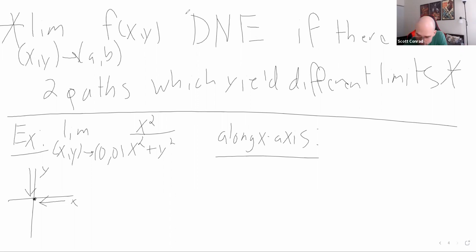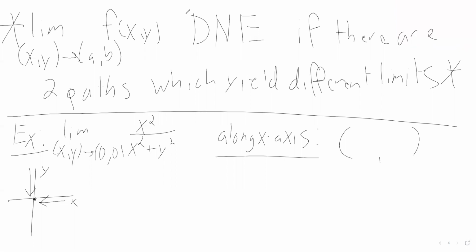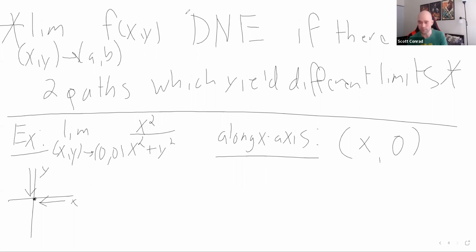Okay, so along the x-axis, what's the form of the points on the x-axis? So just in general, a point is (x, y). What's true of all points on the x-axis? y is equal to 0. So everything on the x-axis is of the form (x, 0), right? Because y is always equal to 0. So that's what every point on the x-axis looks like. And if we want to approach (0, 0) along the x-axis, we need to take x to 0, right?